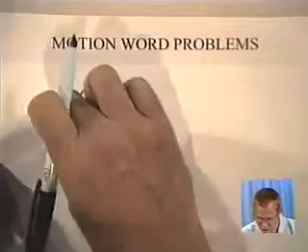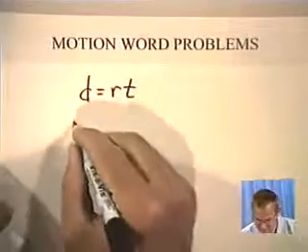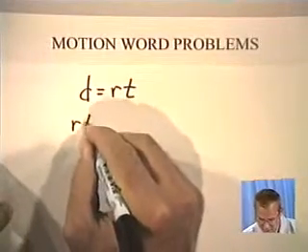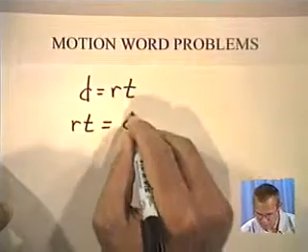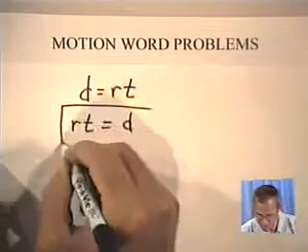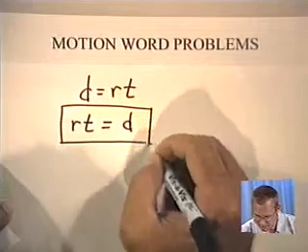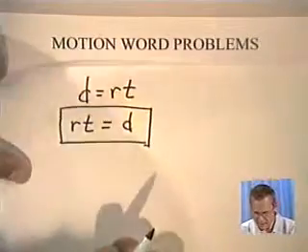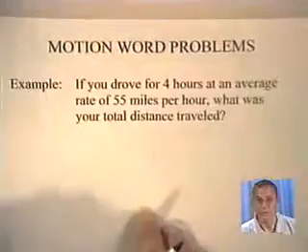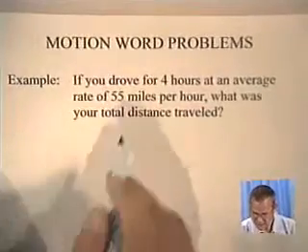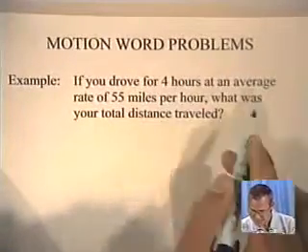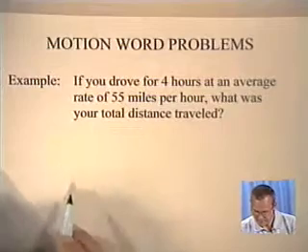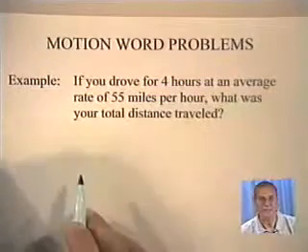Certainly we could interchange each side of the equal sign and use the formula rate times time equals distance. So throughout the following examples, I will be using this formula. Let's take a look at a pretty straightforward example. Let's say you drove for 4 hours at an average rate of 55 miles per hour, and we want to find the total distance traveled.